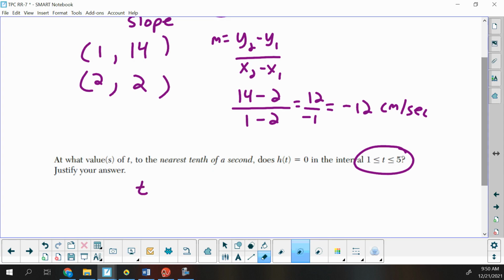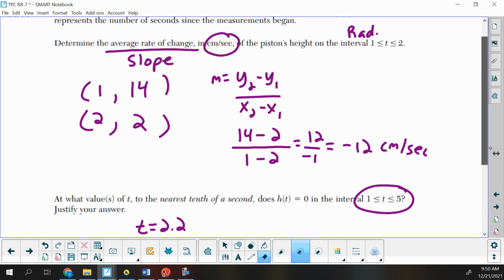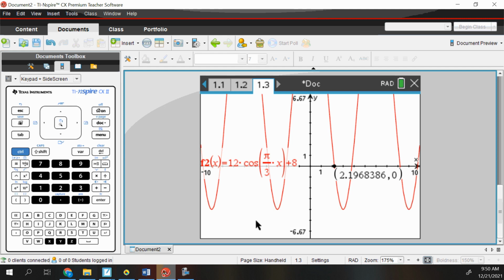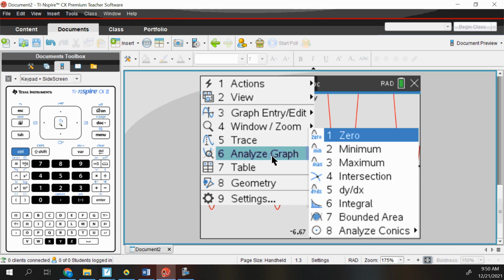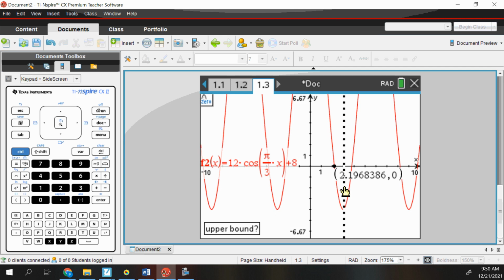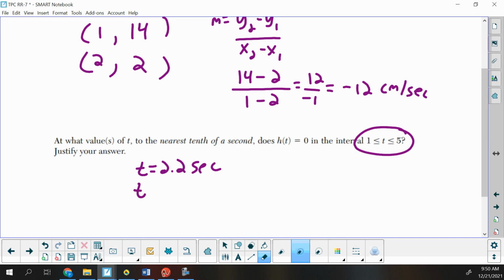So t equals 2.2. Let's see if t had units. T is seconds, so we'll put seconds on there. And then we have to do it for the other one as well. We'll do menu, analyze graph 0. Lower bound, so select somewhere left of that 0. Upper bound, select somewhere right of it. And to the nearest tenth here, we have 3.8. So t equals 3.8 seconds.